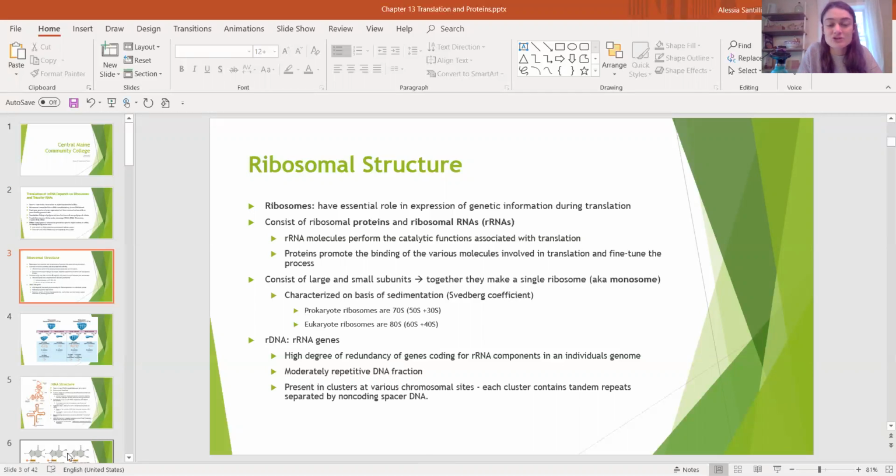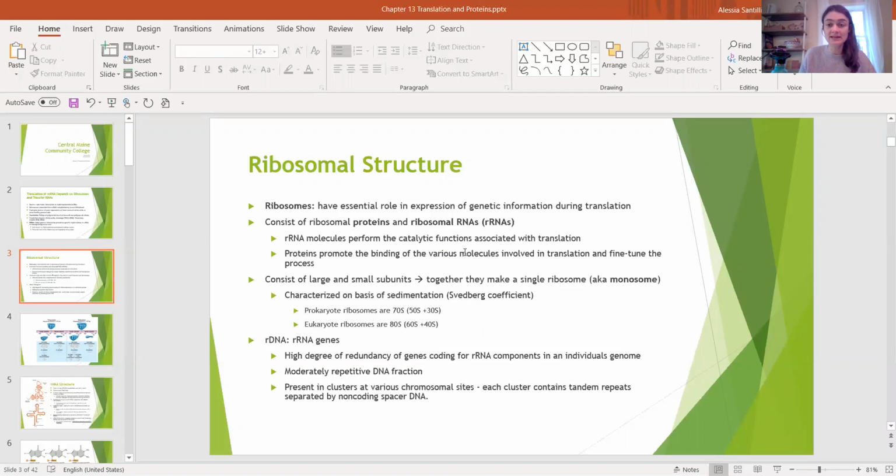So the rRNA molecules perform the catalytic function associated with translation. The proteins are basically there just to hold things together, to keep the structure together and fine tune things a little bit. So they're not really directly involved with the process of actually synthesizing the protein. If you remember how proteins are made, amino acids are bound together by a peptide bond. The creation of that peptide bond is carried out thanks to our RNA. That is the catalytic part of the ribosome.